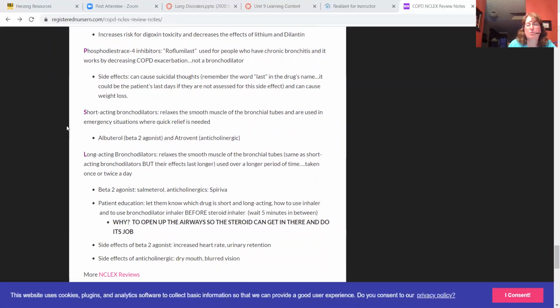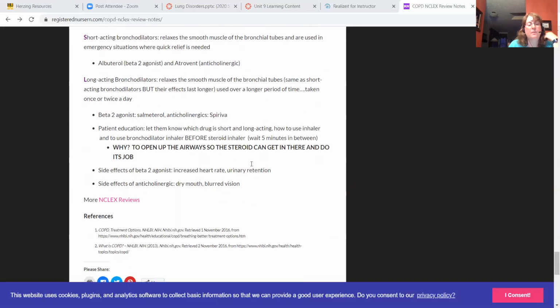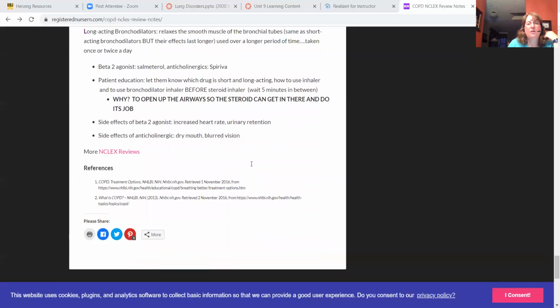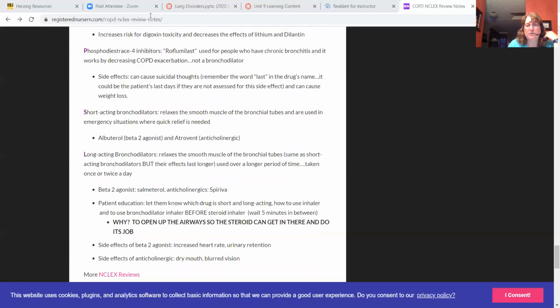And then, of course, they have the short-acting bronchodilators that they could use just like the asthma patient, so albuterol and Atrovent. And then the long-acting ones, the daily things that they take every day, like your Spiriva or your Salmeterol or something along those lines. So that's COPD.